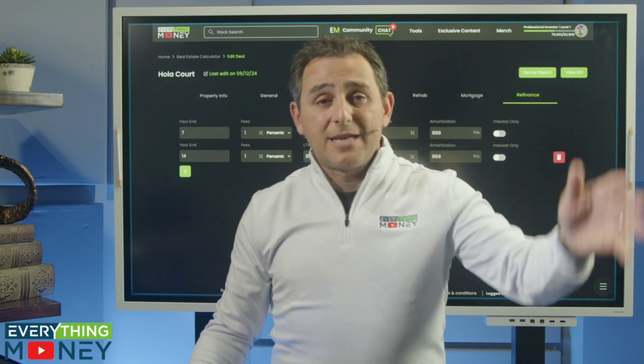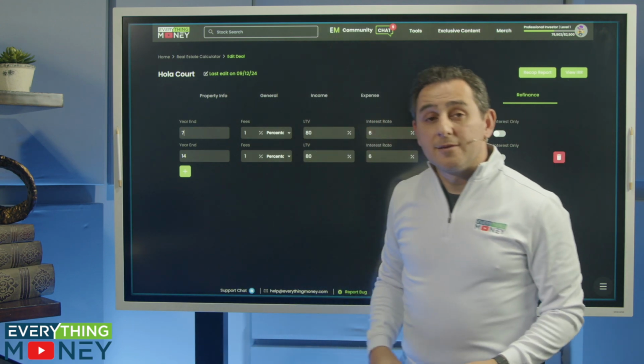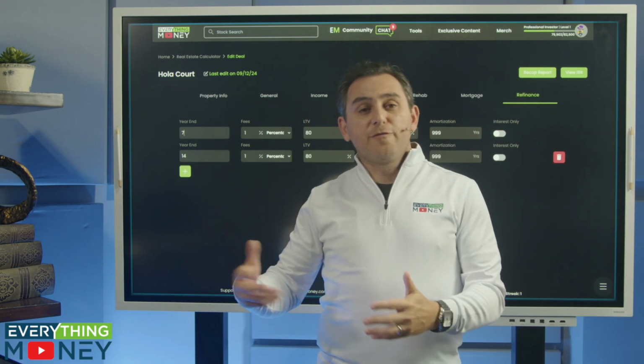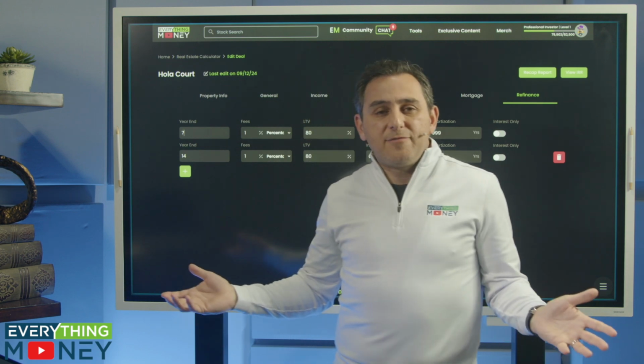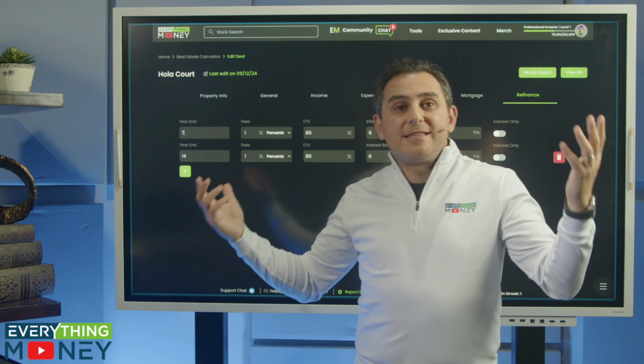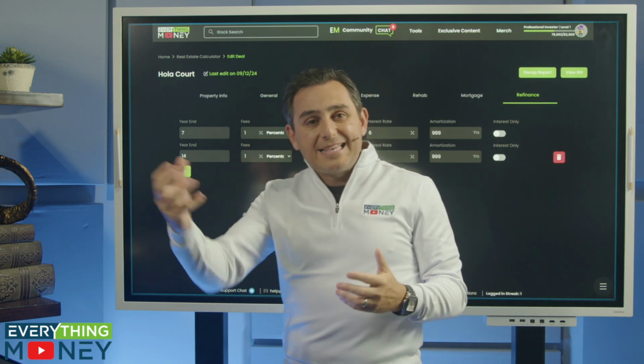There are so many tools out there that won't even let me do a refinance. It'll just sit there and say, well, do it until your first refinance or sell the property. I'm like, wait a second. What if I want to own this property for 50 years? I want to refinance it every 7 years. I have to put it in there so I can see that cash flow coming in.